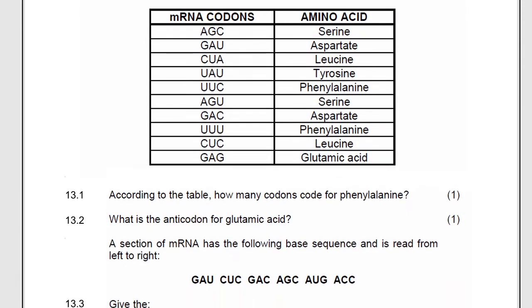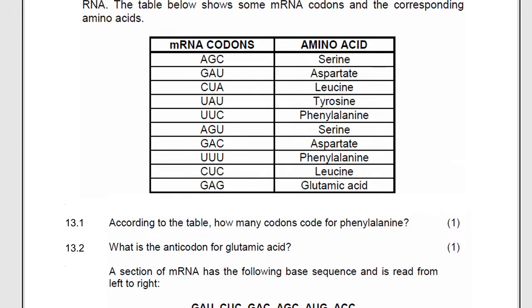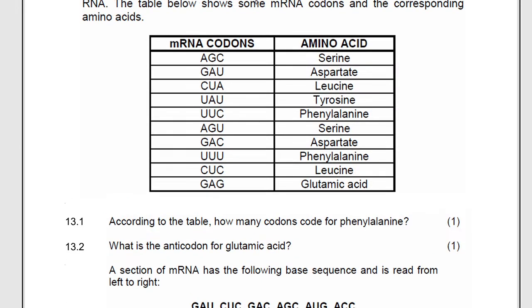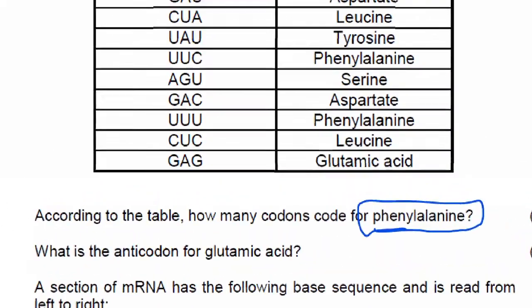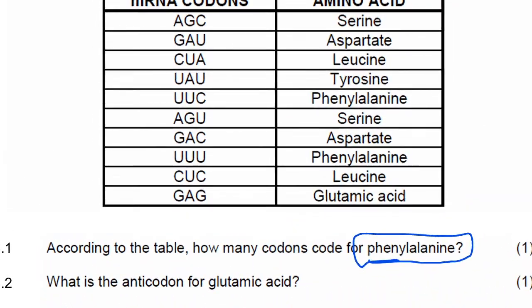So we are entering into that zone which I wanted. They are saying that the sequence of amino acids in a protein molecule is coded by DNA and messenger RNA. The table below shows messenger RNA code and the corresponding amino acids. According to the table, how many codons code for phenylalanine? If you look at this table, let me zoom it out. They're saying, how many codons code for phenylalanine?